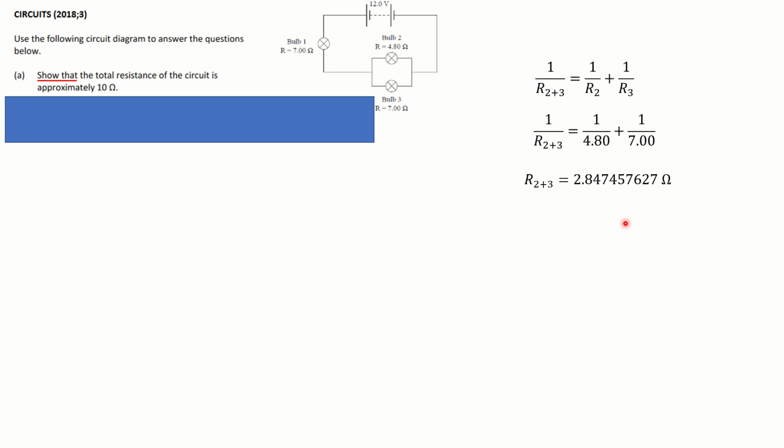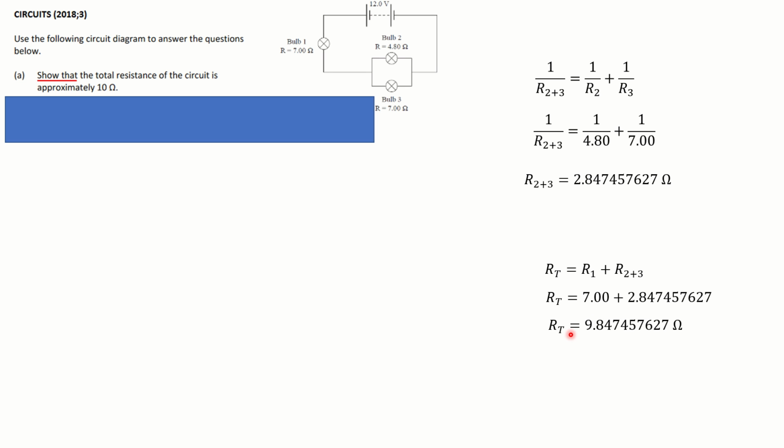Are we done yet? No, we're not, because we have to find the total resistance of the whole circuit. So, how do you find the total resistance of components in series? This one is in series with that one, so you just add them together. Total resistance of bulb 1, resistor 1, plus the total resistance of 2 and 3 that we worked out up here. Plug in our numbers: R sub T equals 7 plus 2.84, etc.